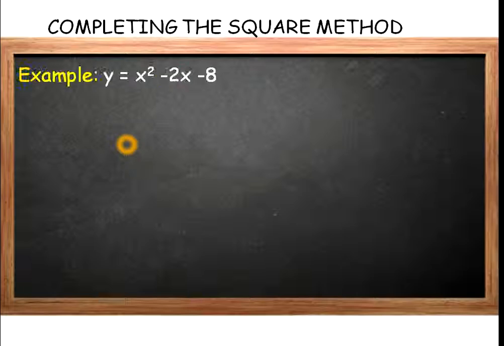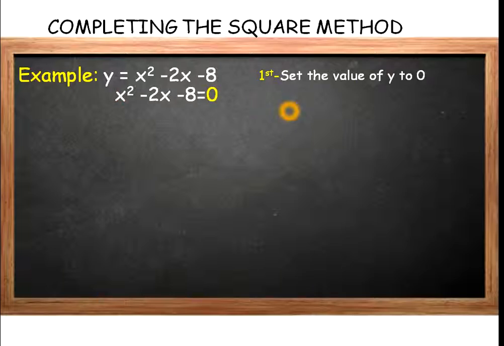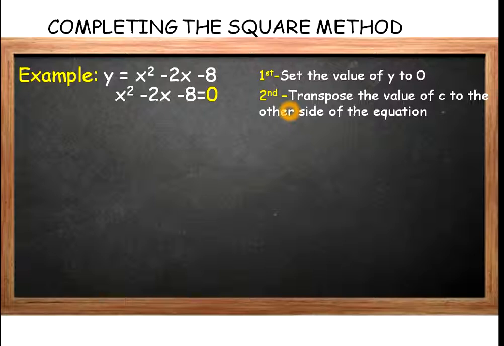y is equal to x squared minus 2x minus 8. First, we have to set the value of y to 0. That will be x squared minus 2x minus 8 is equal to 0. Second, we have to transpose the value of c to the other side of the equation. Our c is negative 8. Transposing it to the other side of the equation will give us x squared minus 2x is equal to 8.